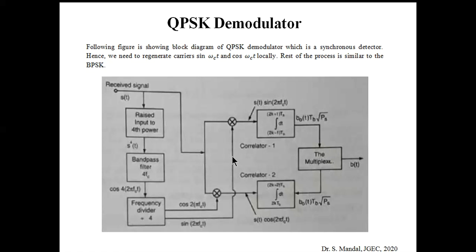Now coming to the QPSK demodulator. The following figure shows the block diagram of the QPSK demodulator. This type of QPSK demodulator is a synchronous type of detector, which means we need to use a locally generated carrier. We already know that during QPSK generation, we used two carriers, one is sin omega ct and one is cos omega ct. So in the receiver section, initially we need to regenerate these carriers locally.